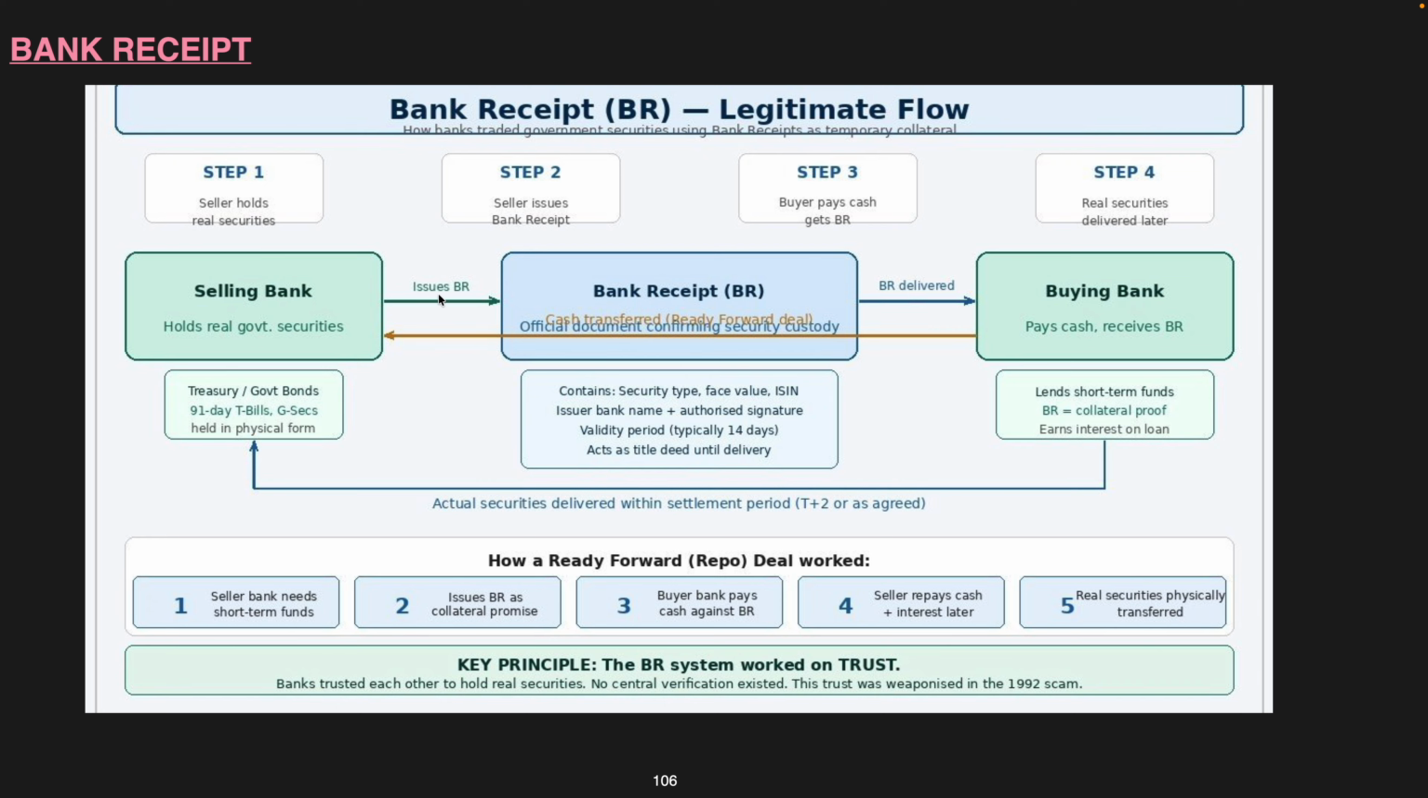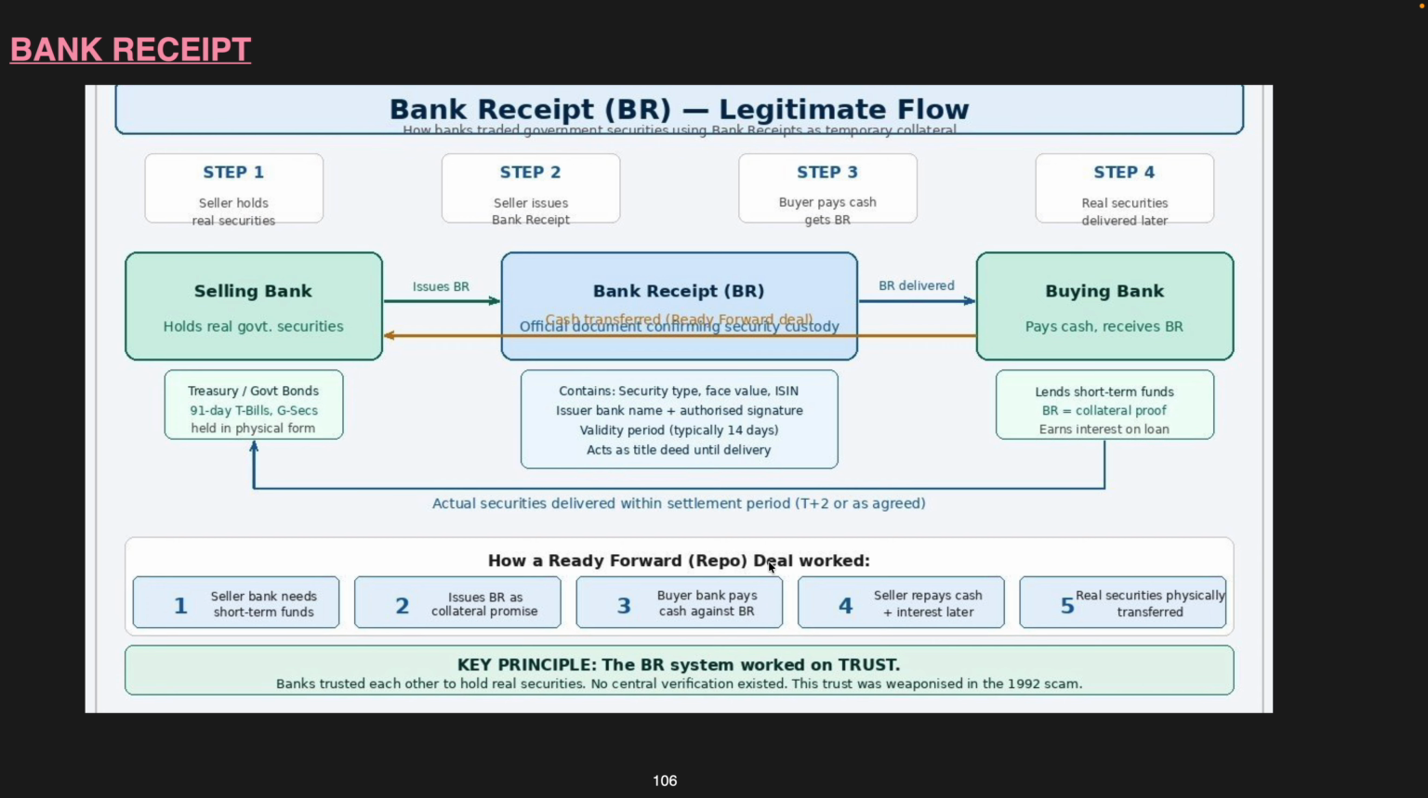So what does the bank do? It will issue bank receipts. Suppose it has sold 10,000 bonds to the buying bank. Now it will issue a bank receipt stating that I am holding 10,000 bonds which I have sold to you. So this buying bank will take it as a receipt, and over a period of time, these securities get transferred to the buying bank. This movement of the bank receipt and the actual movement of the government securities happen within a period of T plus 2 or 14 days, whatever validity period is there.